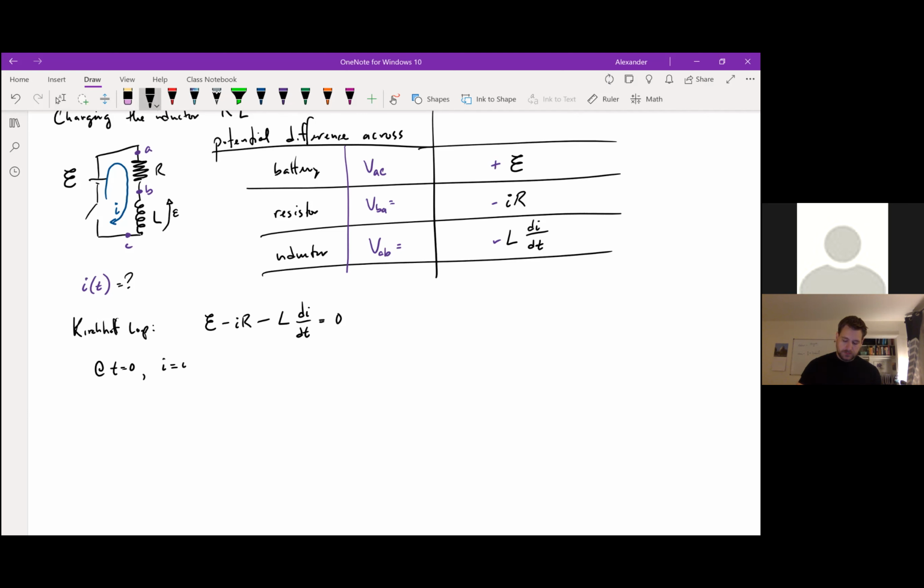So there is no potential difference across the resistor yet, which means the initial rate of change of the current in the circuit, right when we close the switch, has to be the ratio between the EMF and the self-inductance, or just the inductance of the inductor.